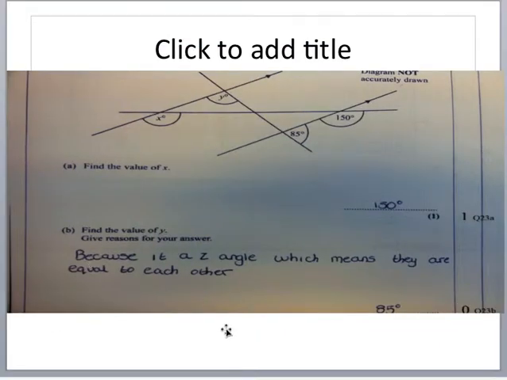But in this question here, again, it's an angles-based question. The majority of our students are able to access the first mark, 150 degrees here for angle x. However, find the value of y, giving a reason for your answer. Well, in this case, this angle here is 85 degrees.